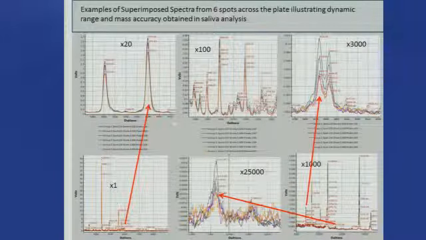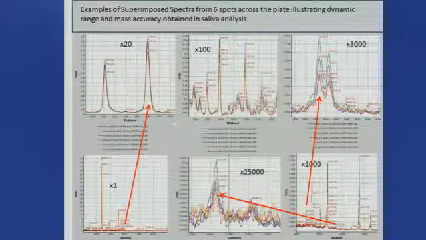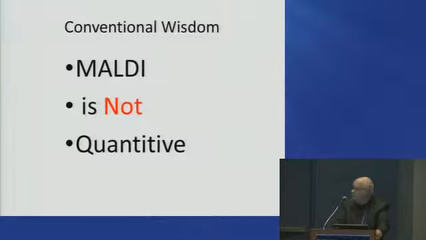And these are 6 superimposed, and so you can see that, well, there is a little difference, particularly in the lower peaks. The spectra are really quite reproducible. Now, this kind of flies in the face of some of the conventional wisdom, because the conventional wisdom that many people have heard and many people here may even believe, I don't know, is that MALDI is not quantitative.